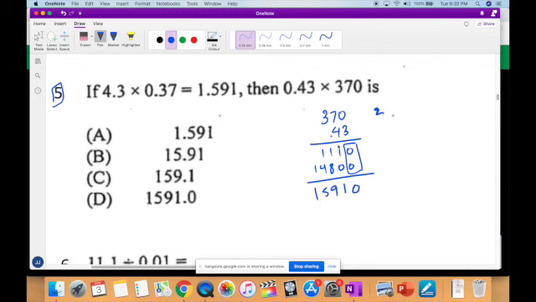And now it's 0.43. So now we could count the 2 decimal places, 4 and 3. So we see the 2 decimal spaces here and here. And you put your decimal there. So this C is actually the answer.